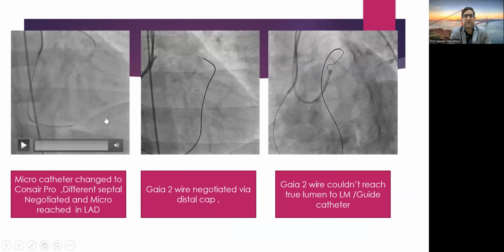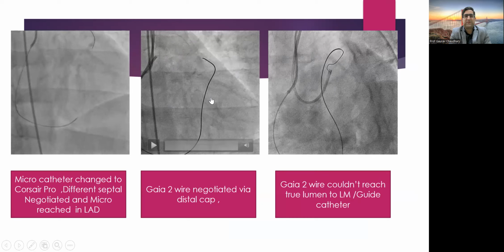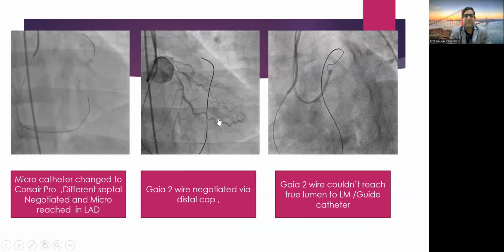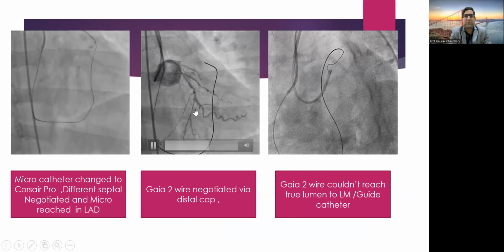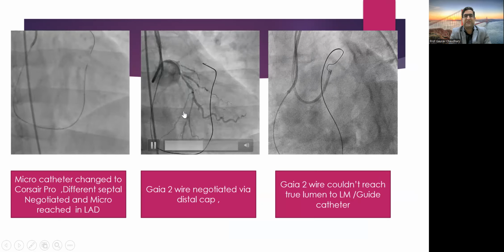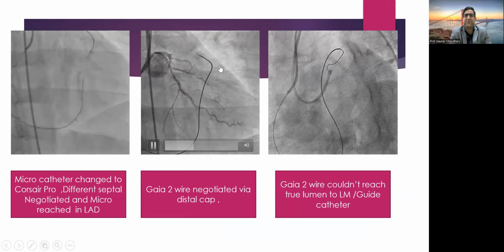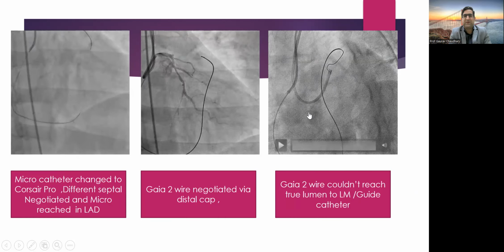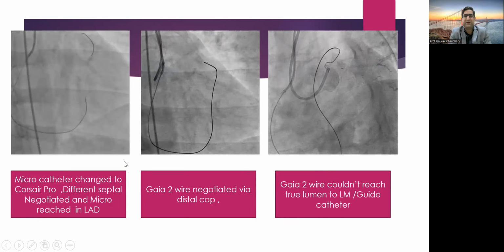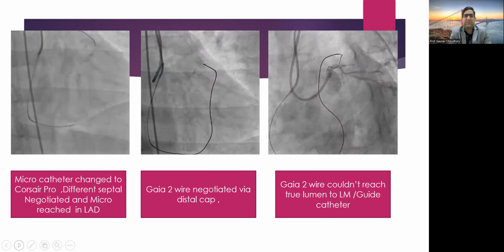So this is how the micro was advanced, and now we try to negotiate the wire. We try to cross this distal segment with the Gaia 2. We thought that we can go inside the distal CTO to the body of the CTO into the proximal segment. But we can clearly see from the ostia to the tip of this retrograde wire that it is a long segment. Although we tried to negotiate it, it was going into a different plane.